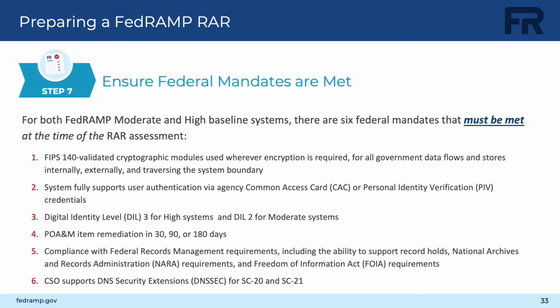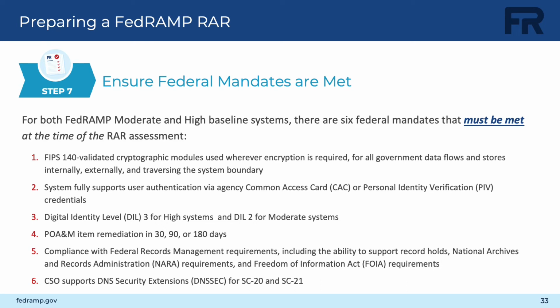Step 7 is to ensure that federal mandates are met. There are 6 federal mandates for both moderate and high baseline systems. Before the RAR is submitted, the following should be true. First, FIPS 140 validated cryptographic modules are consistently used everywhere cryptography is required. This includes all required encryption. This means all government data flows and stores, internally, externally, and traversing through the system boundary.